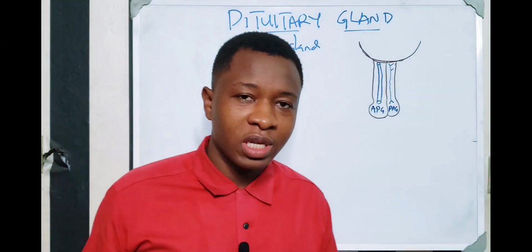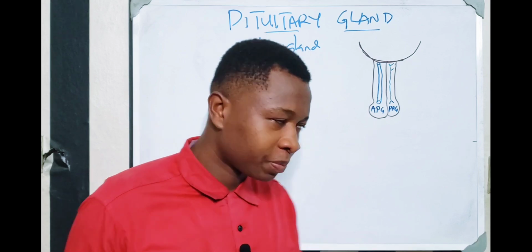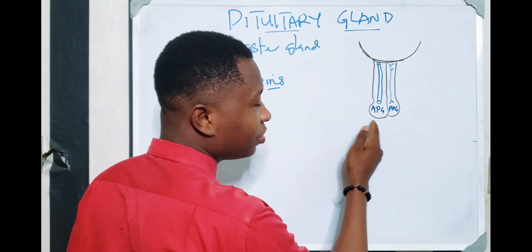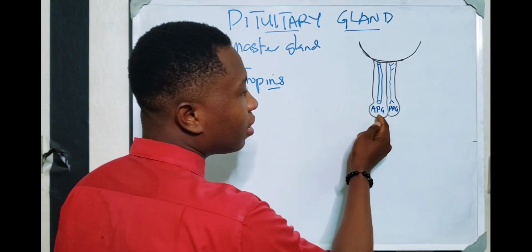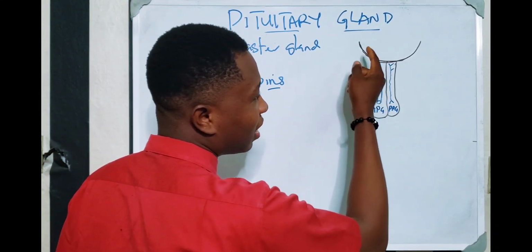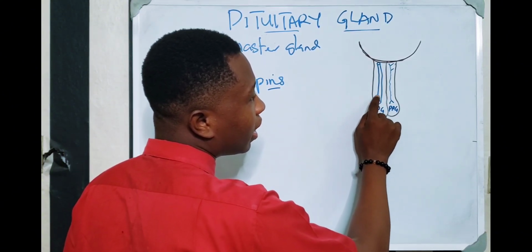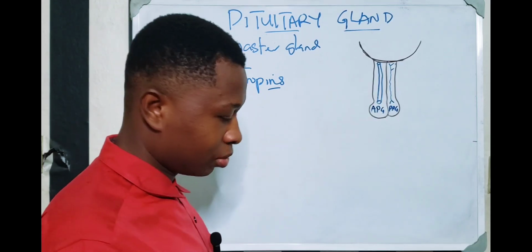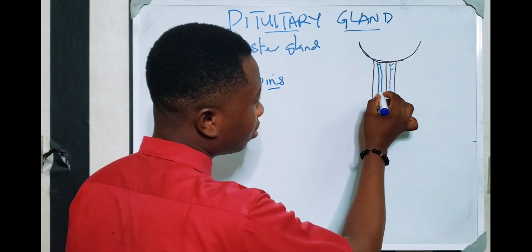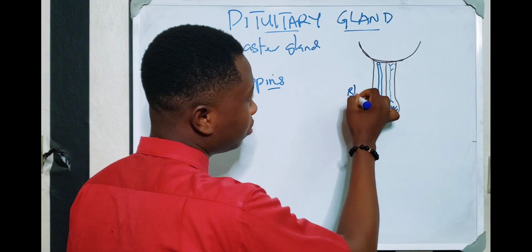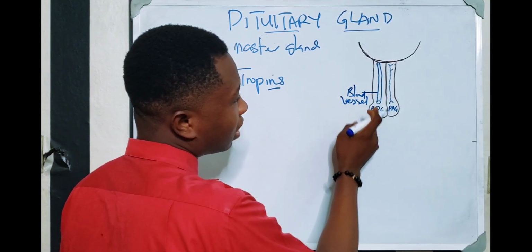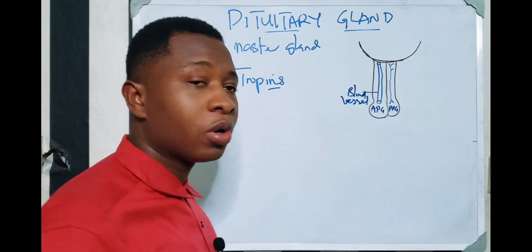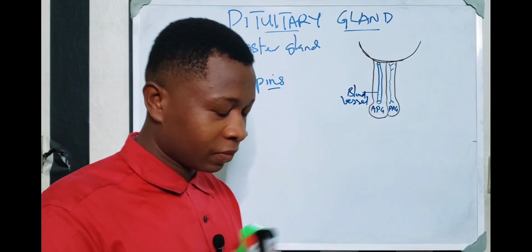Now, what is the difference between the anterior and posterior pituitary gland? The anterior pituitary gland, which does most of the secretion, is connected to the hypothalamus through a blood vessel. This is a blood vessel that connects the hypothalamus to the anterior pituitary gland.